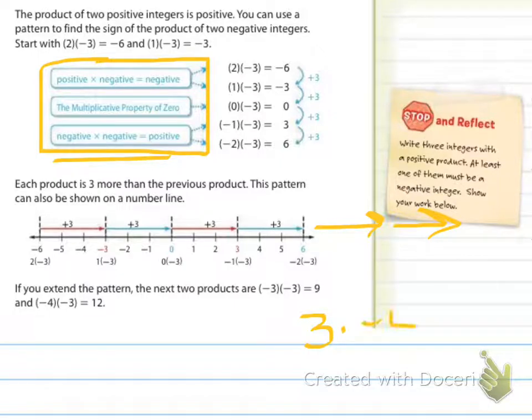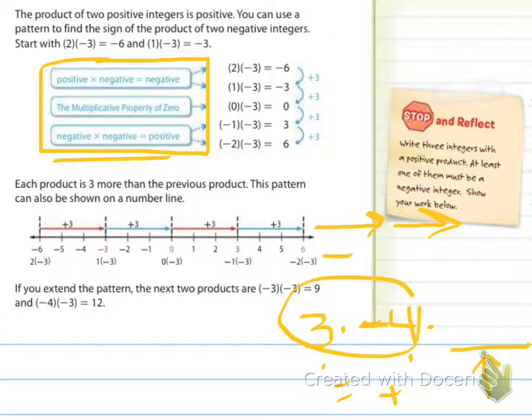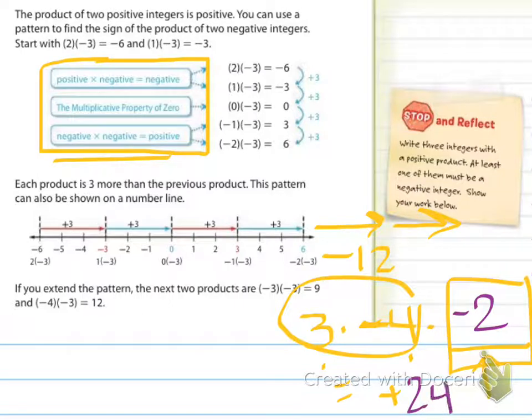negative 4 times another number, because here's my positive, here's my negative, I need my answer to be positive. So if you've got one negative, what do you need to do to make this positive? Because these two are going to make negative 12. What do I need to multiply by to make it into a positive number? I need to multiply by a negative number. So let's say negative 2. And so negative 12 times negative 2 will end up being positive 24.